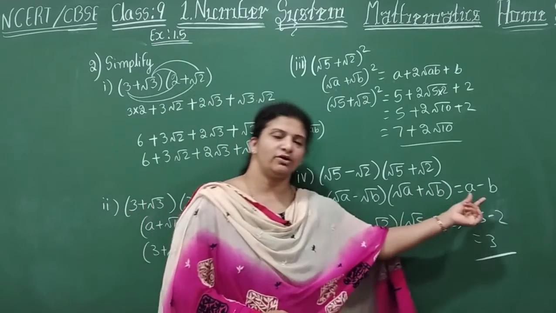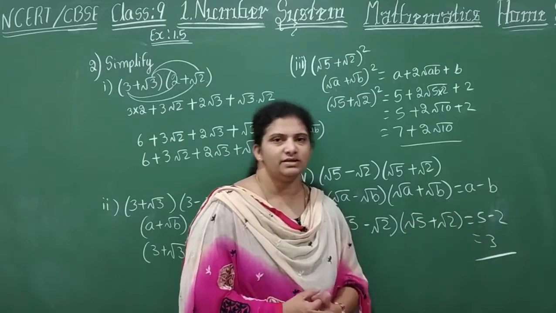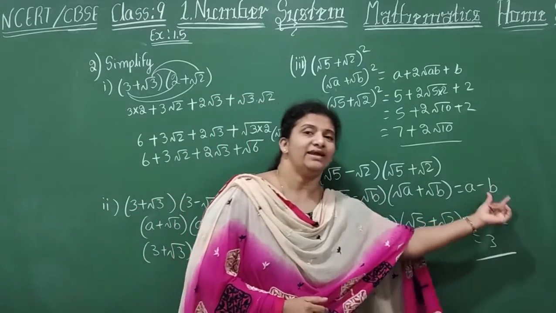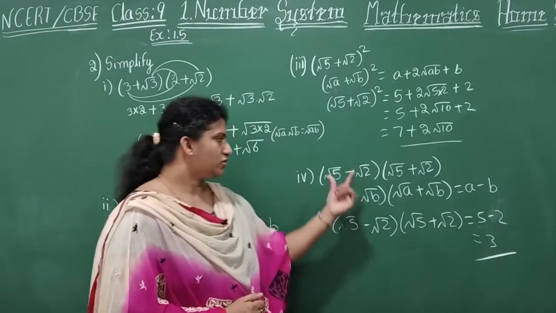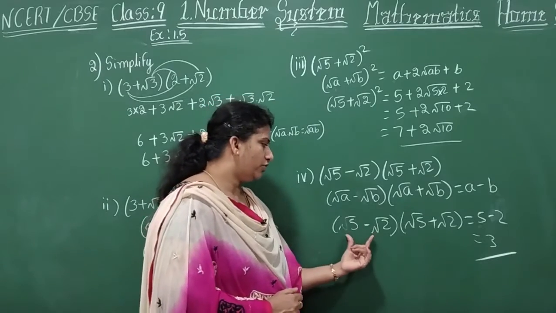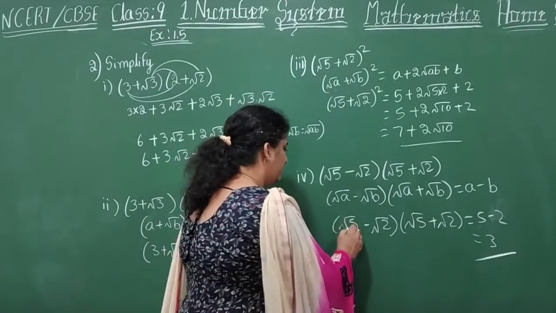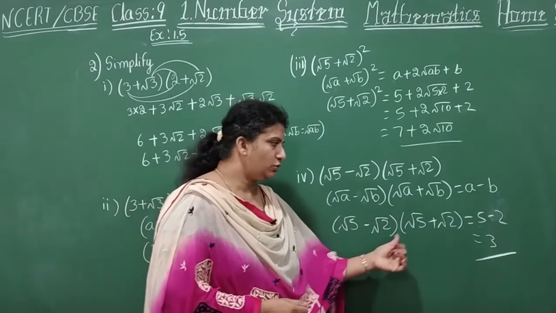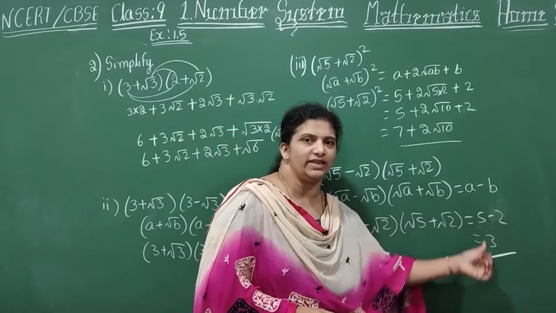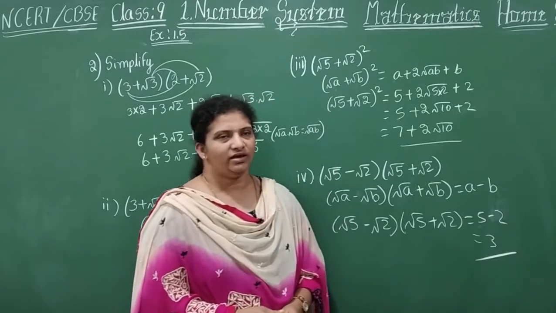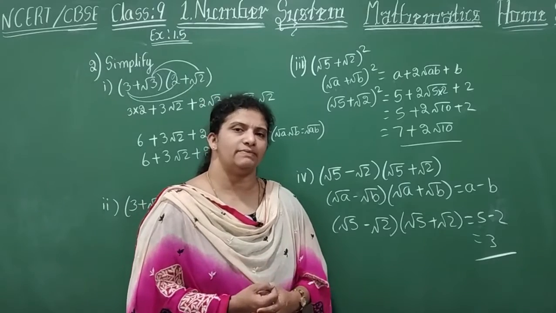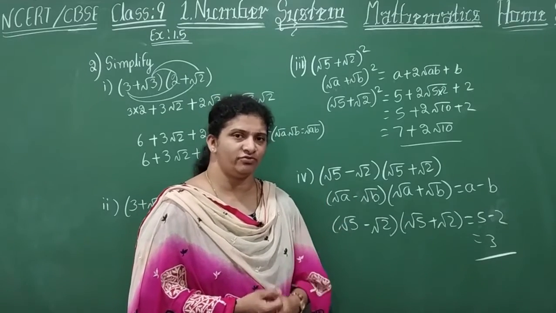So RHS, what you have here? A minus B. RHS means what again? Right hand side. Okay. So given the left hand side, you need to write the RHS. So root 5 minus root 2 into root 5 plus root 2. It will be how much, children? 5 minus 2. That will be 3. Okay. I hope this main is clear for you. You can take many examples and you can solve these type of questions.